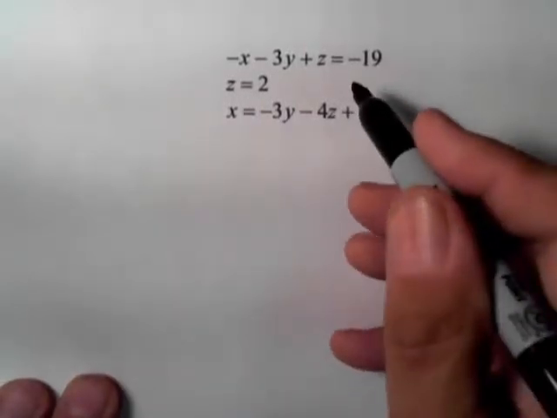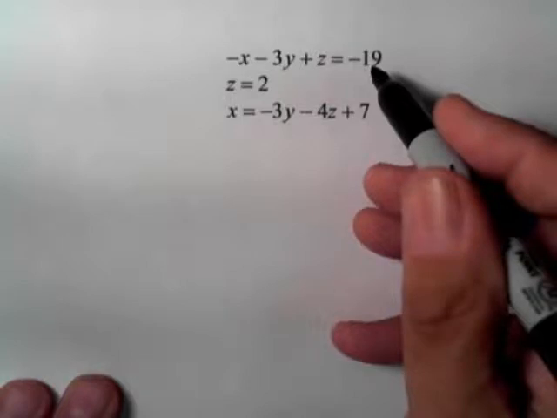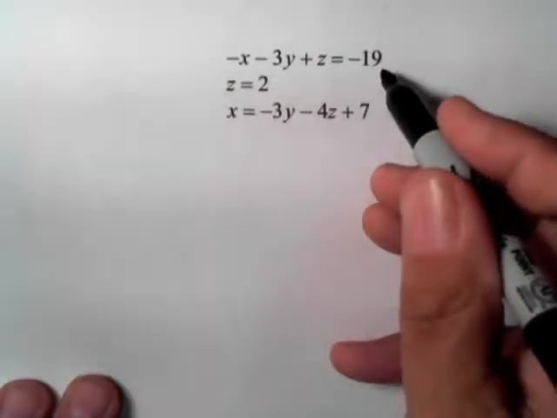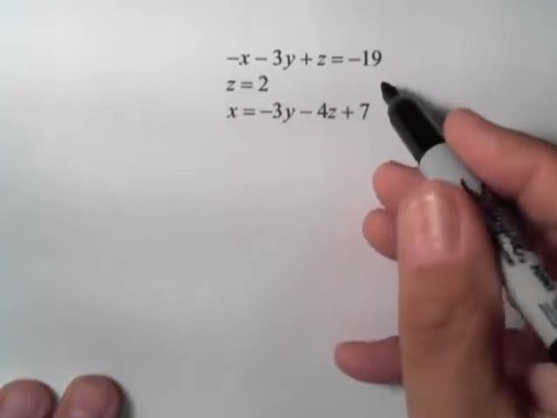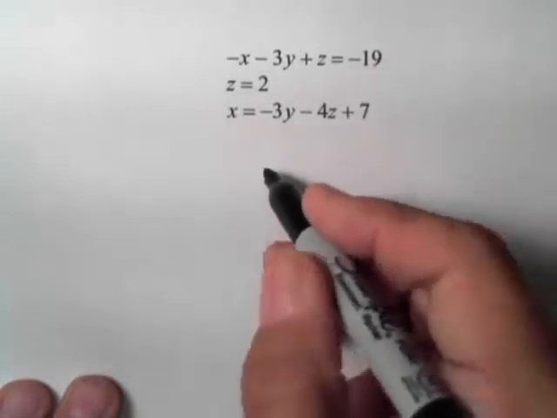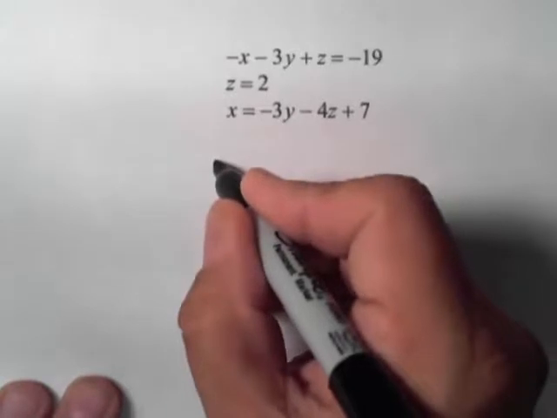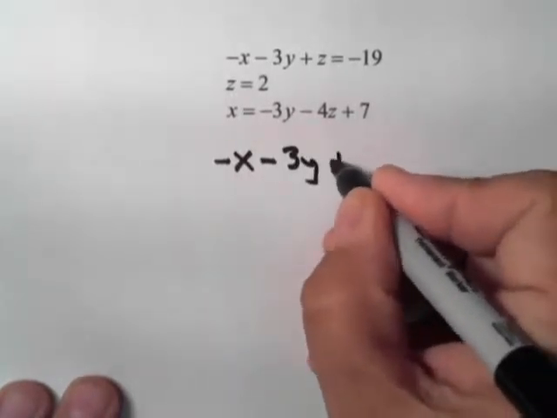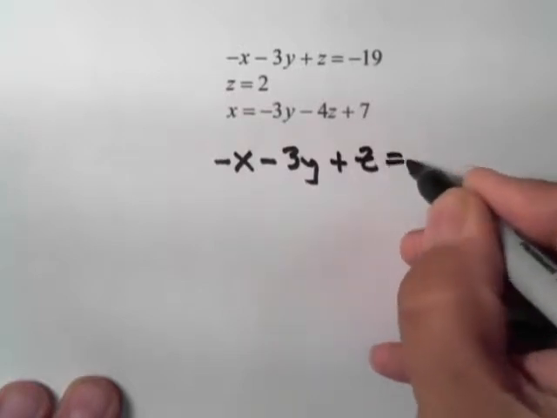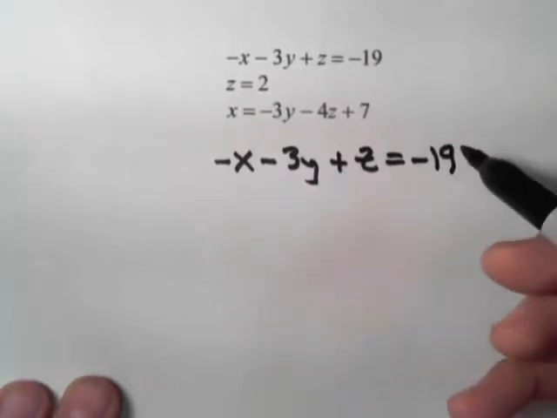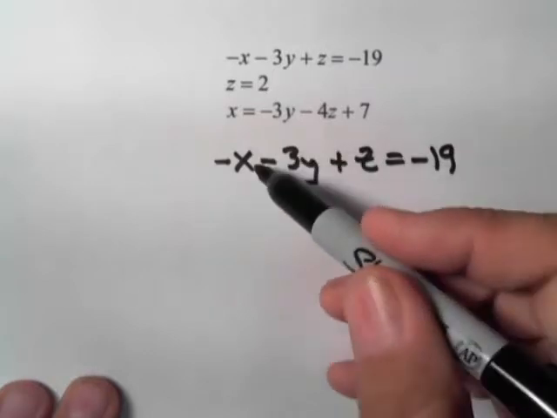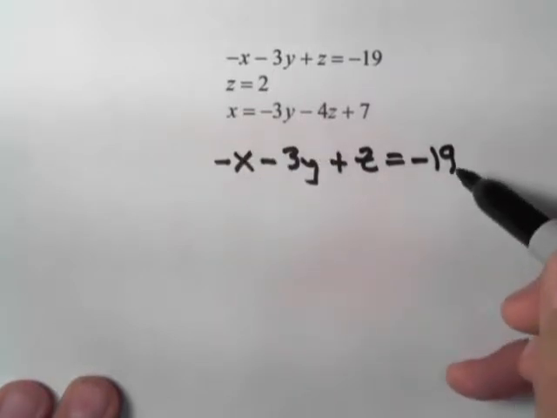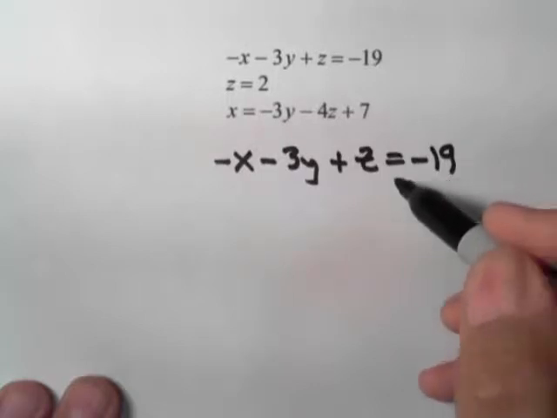Well, here's one last example to look at, and again the first thing I'm going to do is rewrite the variables so the equations are in standard form. The first guy is okay. Let me just write him down. Negative x minus 3y plus z equals negative 19. Remember, to keep us from goofing this up, we want to have x, y, and z in order on the left, and whatever the plain number is on the right.